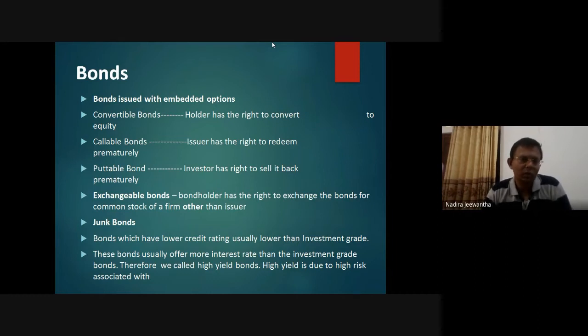Now this callable option is common. Convertible option is common now. Right? Now, depending on the interest rate, the bank has to take a decision.